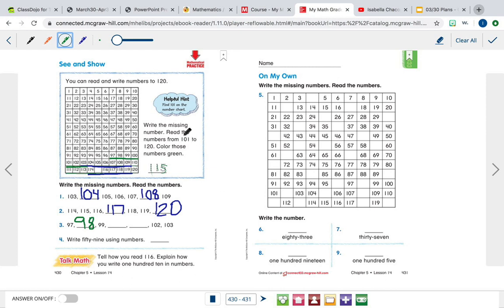So let's get back to this. We have 99. What's after 99?